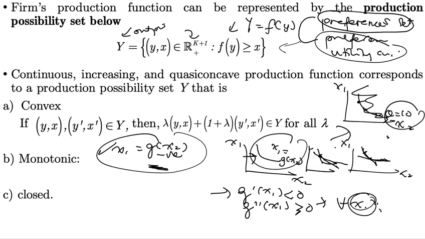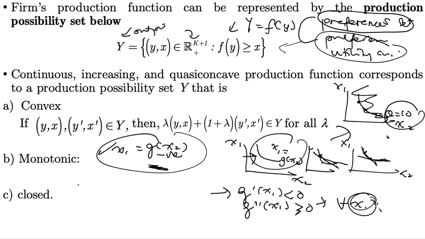Okay, all right. And then lastly, the characteristic is that it must also be closed. If it is not closed, it's not easy for us to find the solution. Then we need to talk about the corner solution and whatnot. Okay, so that's the idea of the production possibility set.